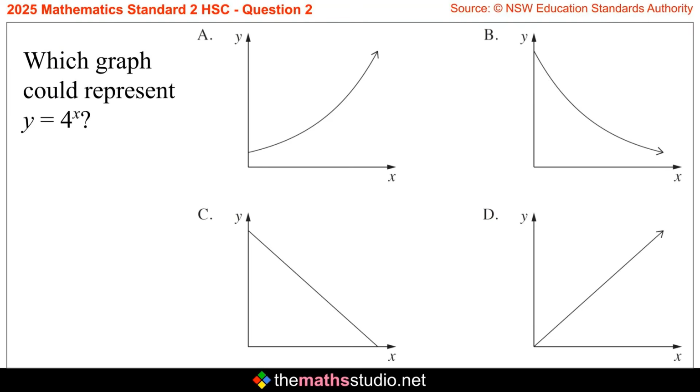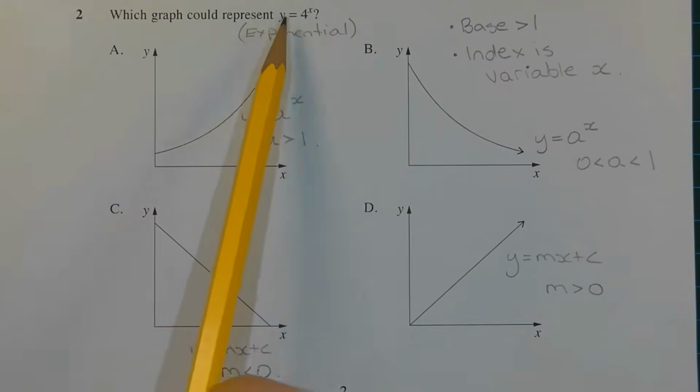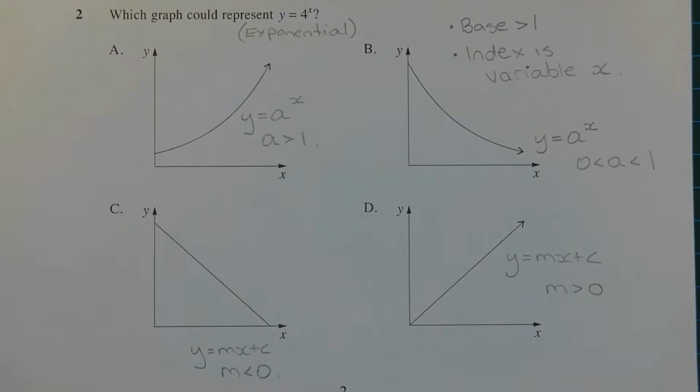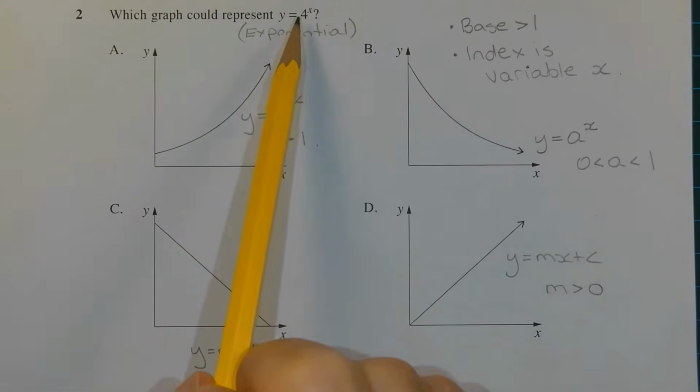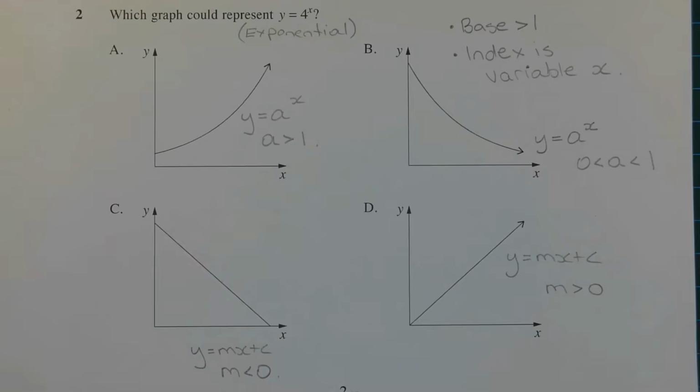Question 2. Which graph could represent y equals 4 to the power of x? Consider the form of the equation. We have the variable y is equal to a number to the power of the variable x. This means there is an exponential relationship between the variable y and the variable x. Looking at the base, we have a base of 4, and it is greater than 1. That means as we move from left to right, the graph is getting steeper and steeper. And out of the 4 options, the only option that shows this particular property is option A.